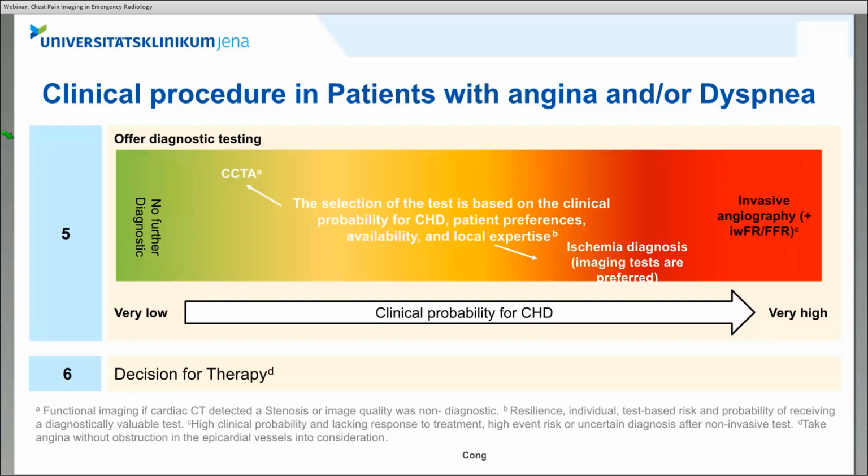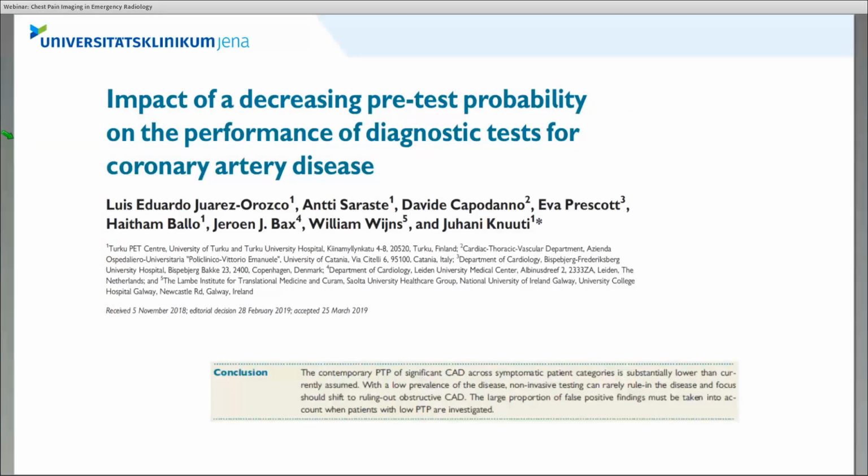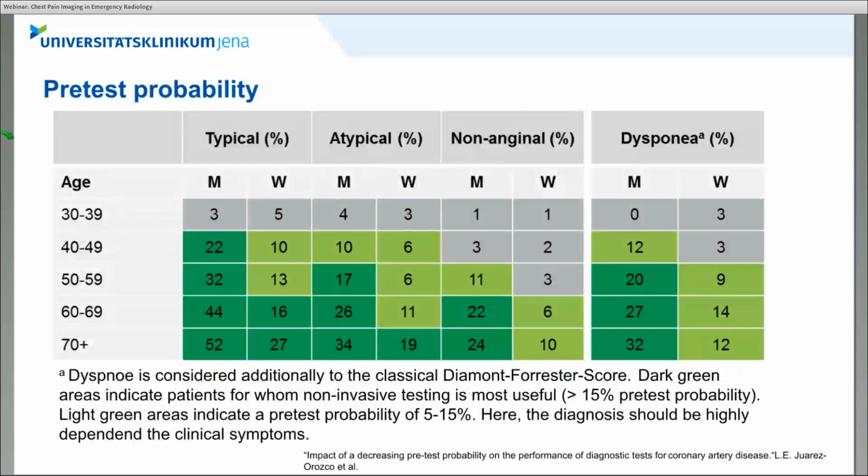So this is something you always have to keep in mind, because all patients you are seeing here, where you have definitely ruled out acute coronary syndromes because the troponin level is not elevated, those patients by definition have a low pretest probability of having coronary artery disease, and therefore should also be eligible for non-invasive imaging.